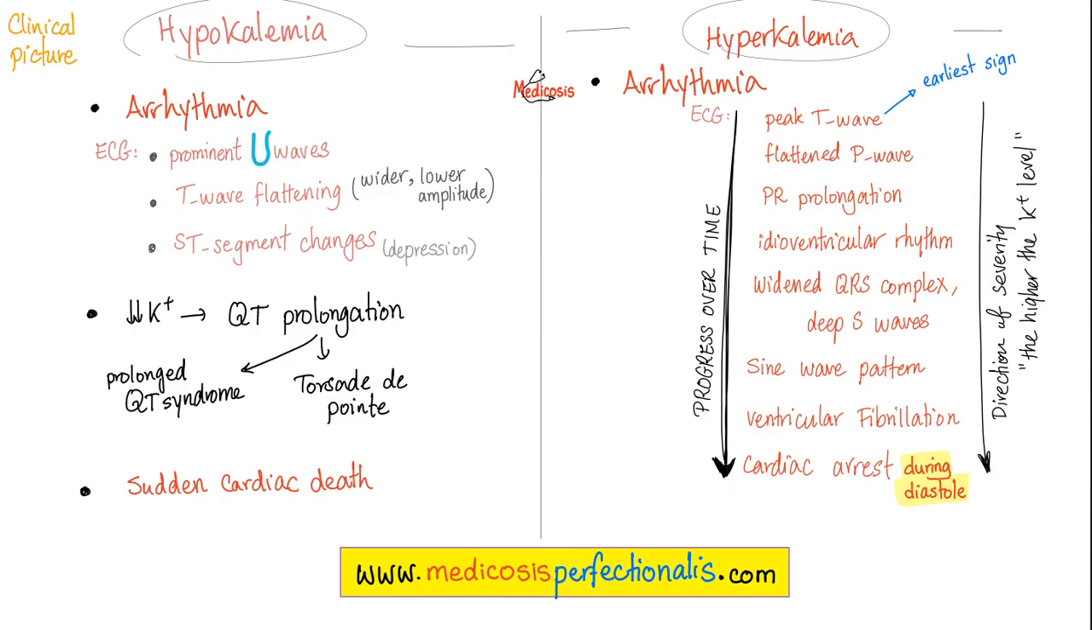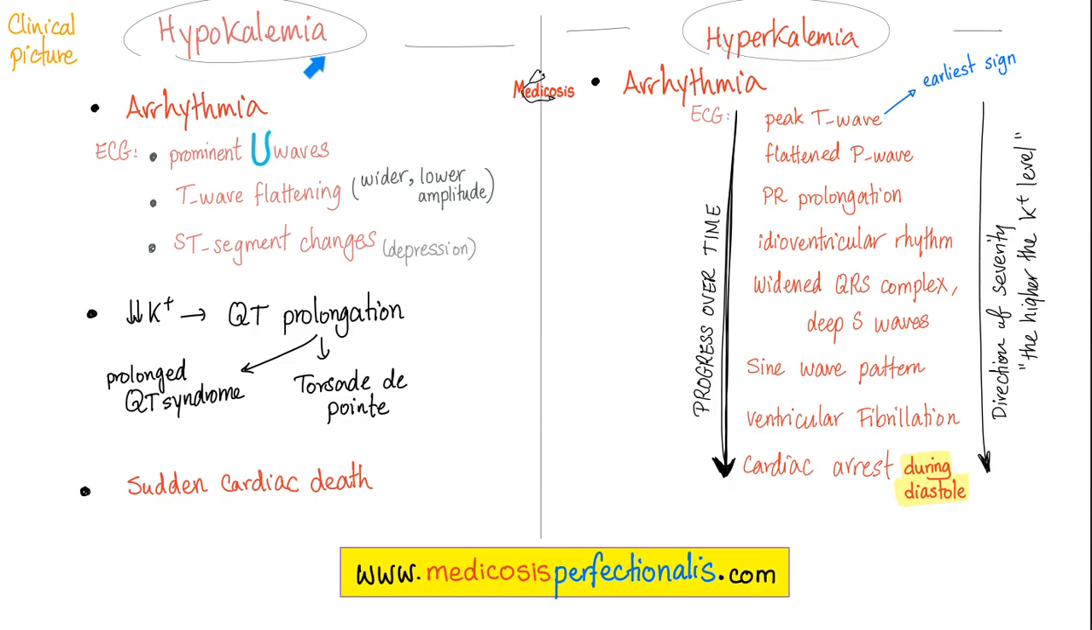If you ask a sophisticated medical student, they will say, oh, I see U waves. Yeah, but that's not it. You can see a gazillion things. Prominent U waves can happen. T wave flattening can happen. ST segment changes can happen. Hypokalemia can lead to QT prolongation, which will lead to a prolonged QT interval, aka long QT syndrome, which can increase your risk of torsades de pointes. This can also lead to sudden cardiac death eventually.